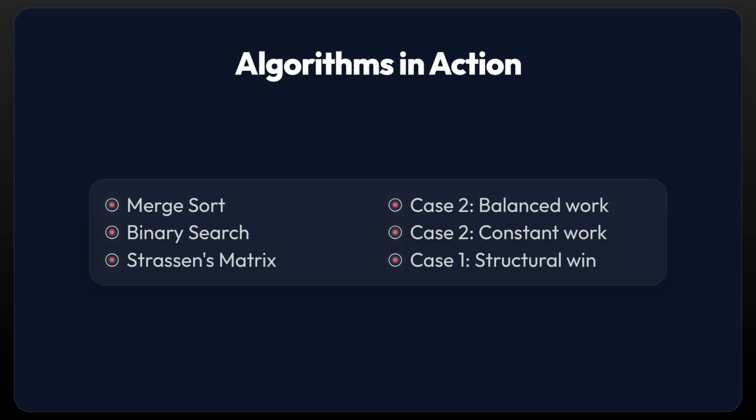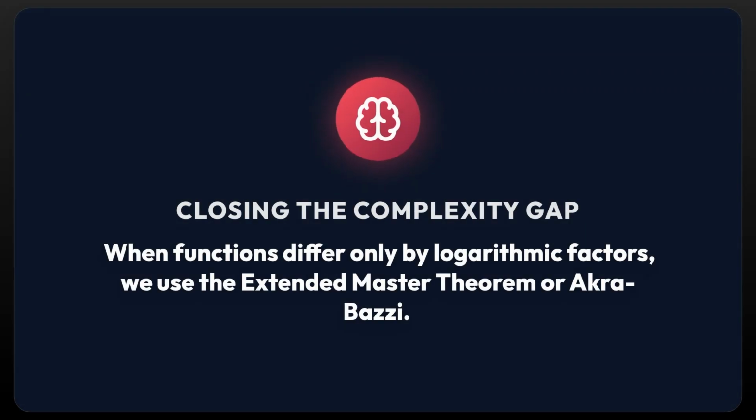The standard Master Theorem requires a strict polynomial difference, separated by a factor of n to the power of epsilon. However, logarithmic variations do not create unsolvable gaps. For instance, if the local work grows slightly faster than the watershed by a log factor, we simply use the extended Master Theorem. These tools bridge the functional gaps that the basic cases cannot handle on their own.